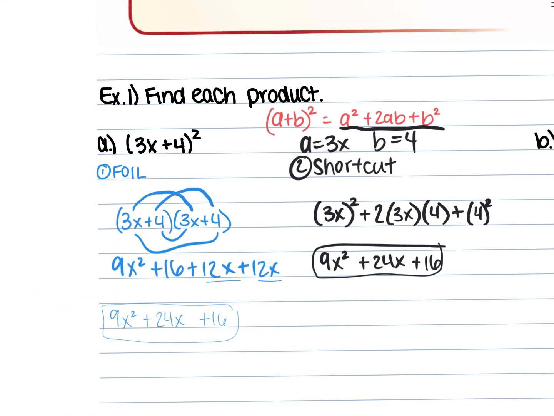Here's your aha moment. Did our answers match? So if you were to do the shortcut, would you have to remember the formula? Yes. If you want to use this shortcut, you have to memorize this formula. But guys, it's very easy to remember, okay? You take your first term, you square it, that's a squared. You take your second term, you square it. This middle term is just 2 times both of them multiplied together. So what's 3x times 4? You got 12x, right? Multiply that by 2, that gives you the 24x in the middle.